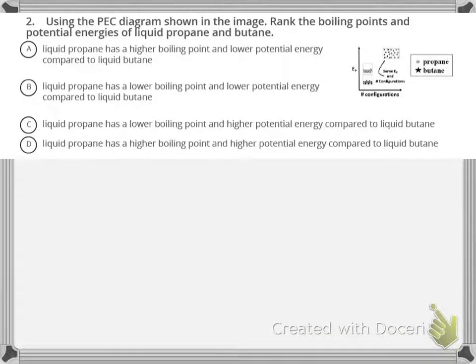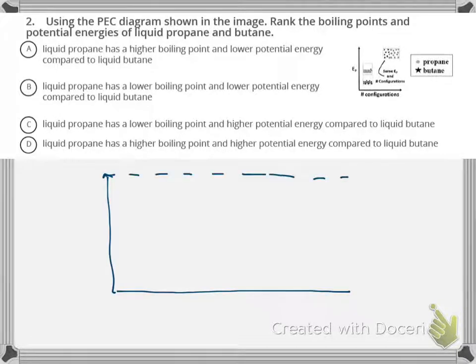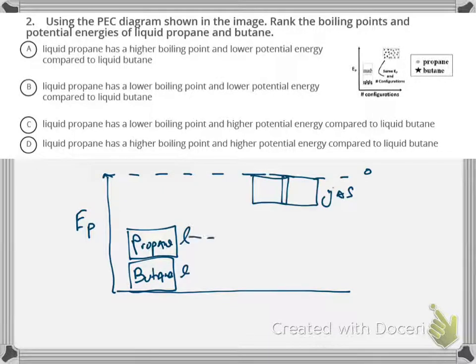Question number 2 is very similar to the problem we had in the content review. So we see that we have a PEC diagram in which 2 substances are placed. We have propane and butane, and then we have the gases of them. The liquid propane is above butane in the potential energy y-axis. And so the amount of kinetic energy necessary to separate the propane particles and put them in the gas phase is shown by the distance in potential energy. It's smaller than the amount of energy necessary to separate butane from liquid particles to gas particles.